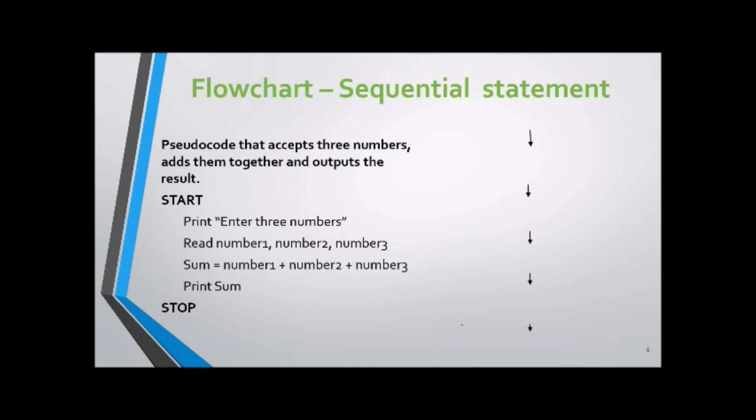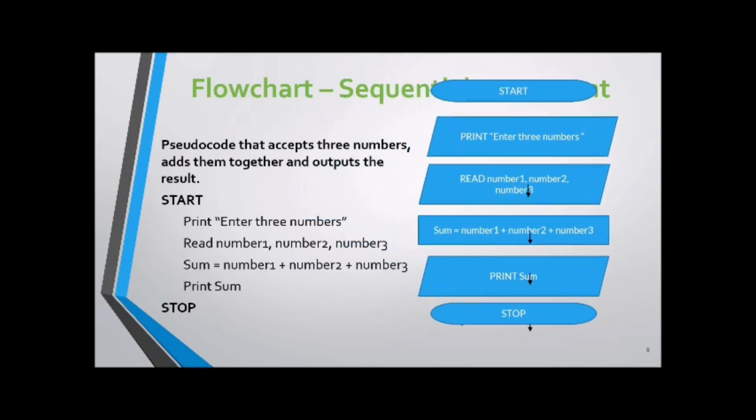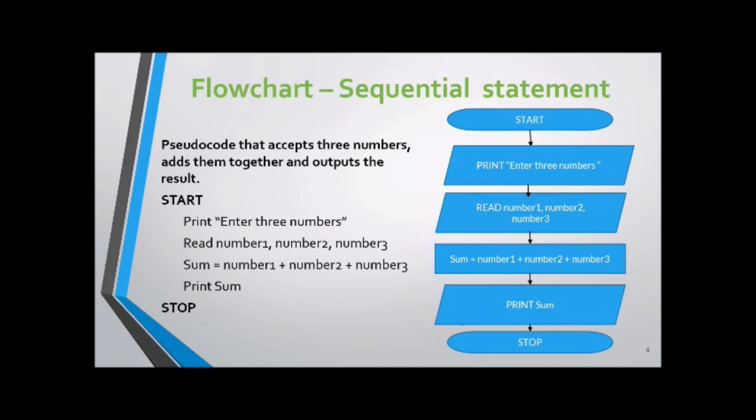Mirroring the sequence of the pseudocode, the flowchart uses ovals to show the start and terminating points of the solution. Separate input/output symbols are used for the prompt and input statements shown. The process symbol is then used for the calculation of the sum of the three numbers. The result is then shown using a parallelogram for the output.